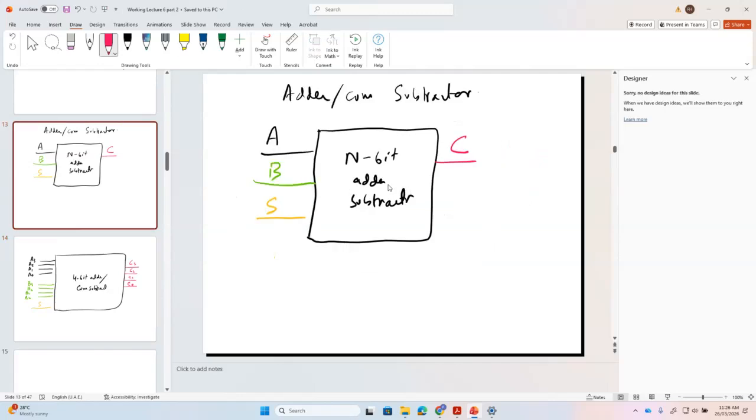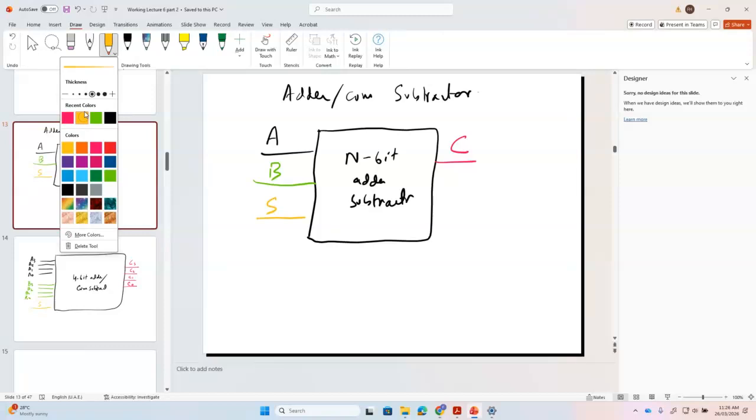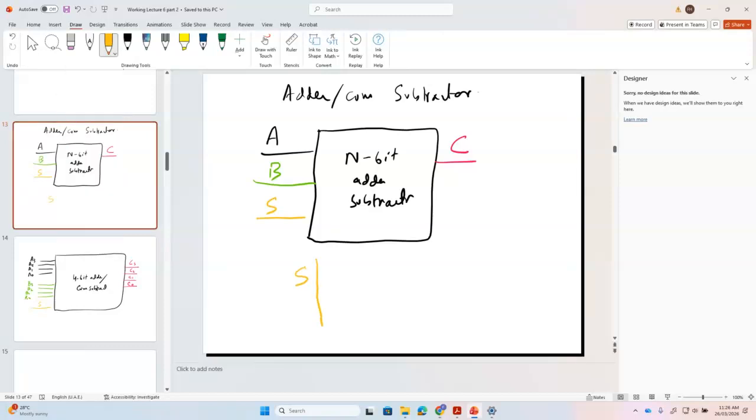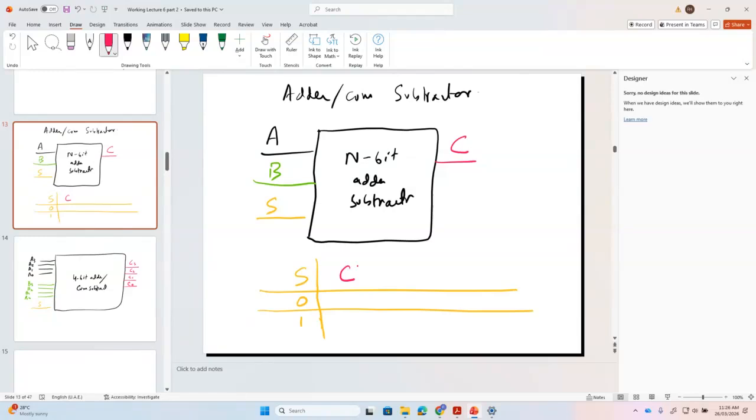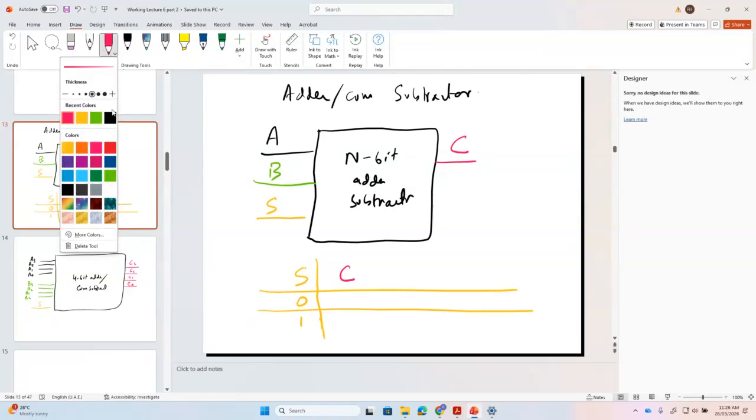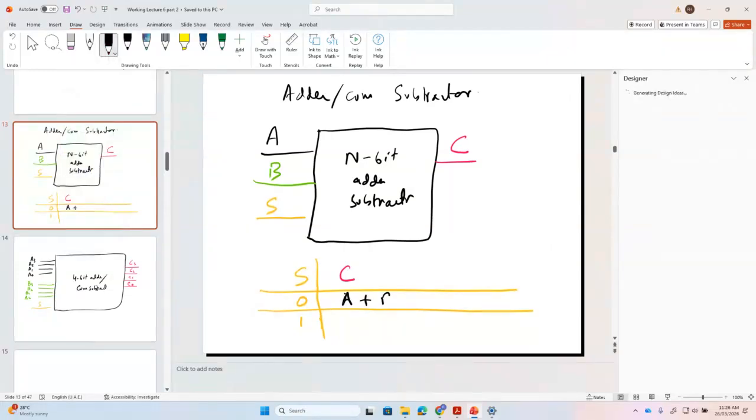So now the output C depends on the select line. There are two possible values of select line. Since it's a 1-bit signal, it has two values. So what is the possible value of S? 0 and 1. If S is equal to 0, then we want to do an addition. So C will be equal to A plus B. Got it or not got it?